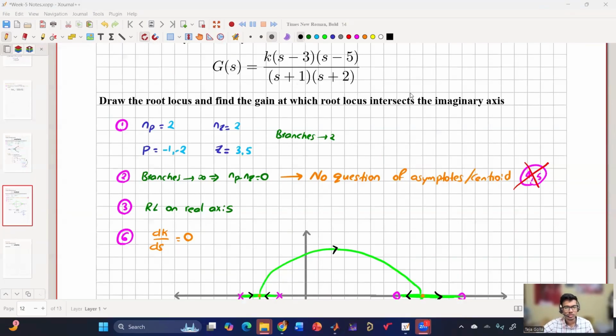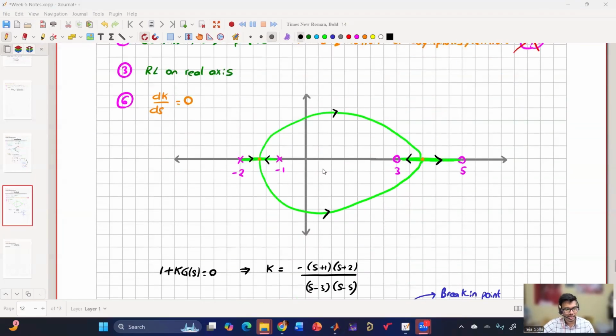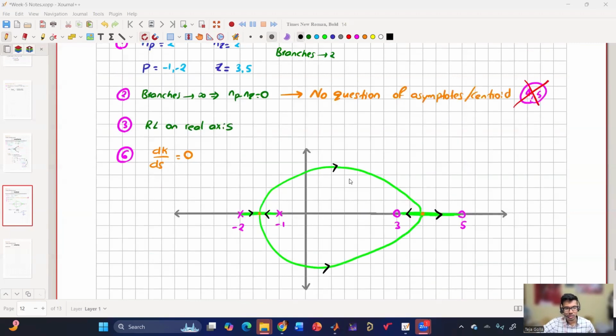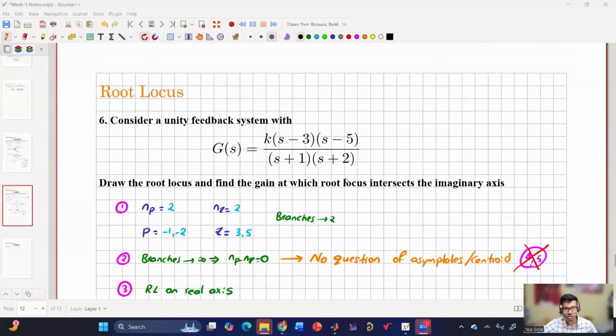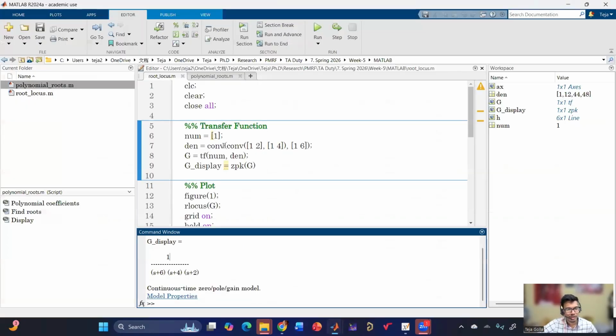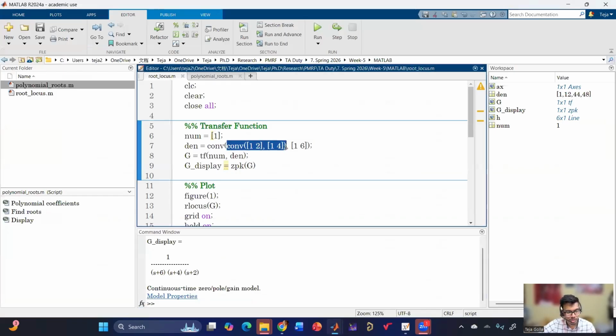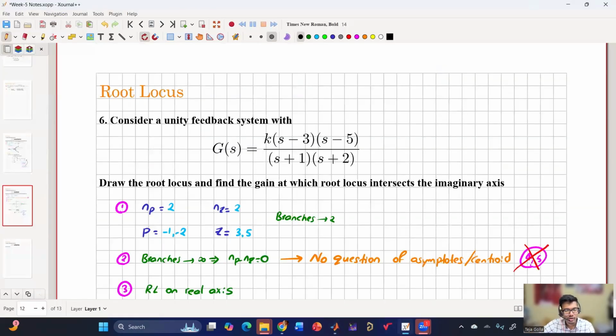Yes, sir. So let us check whether the drawing of the root locus is correct or not using MATLAB. So K into (s minus 3)(s minus 5) over (s plus 1)(s plus 2). I will use this function CONV only once, not twice. In the numerator, I have 1, minus 3, 1, minus 5. In the denominator, I have 1, 1, 1, 2. Let me just check. 1, 1, 1, 2.